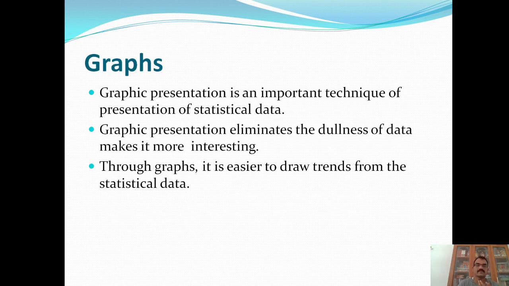Graphs. Graphic presentation is an important technique of presentation of statistical data. Graphic presentation eliminates the dullness of data and makes it more interesting. Through graphs, it is easier to draw trends from the statistical data.